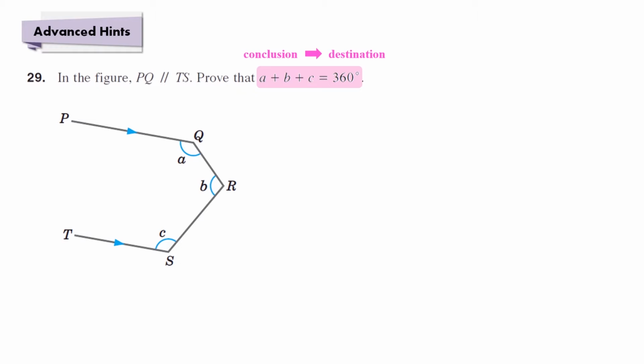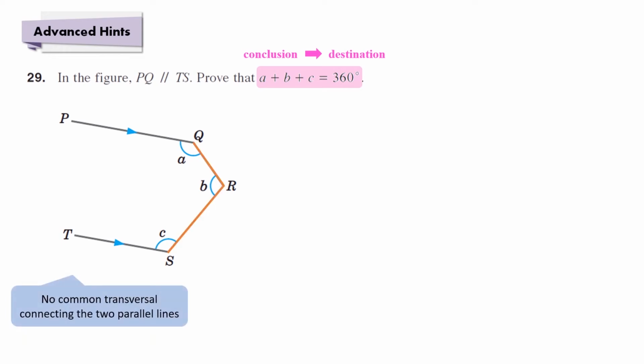In the figure, there is no common transversal connecting the two parallel lines. We probably have to add a line. This line acts as a linkage. Let's add the line here. Label it as XR, such that XR is parallel to both PQ and TS.